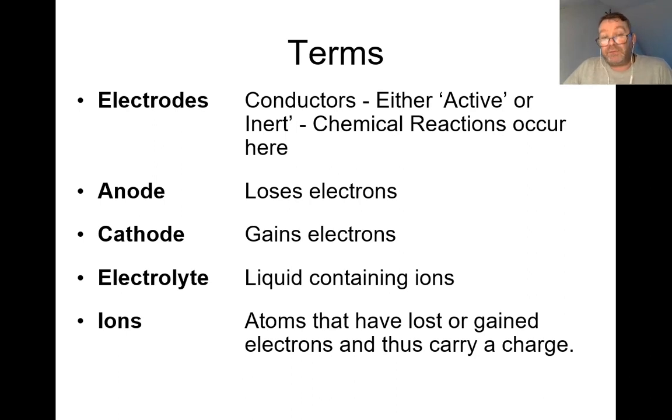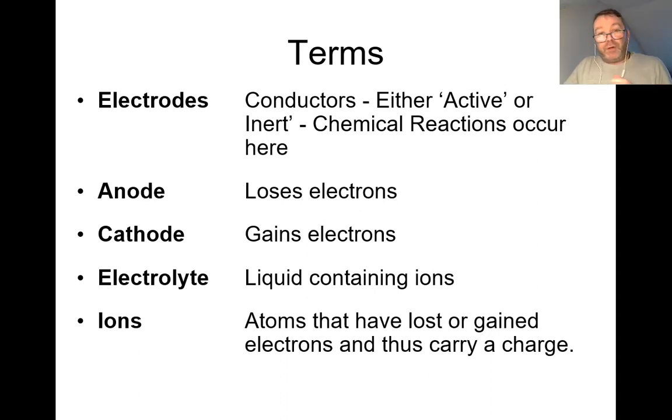Ions are atoms that have lost or gained electrons. Okay, that's all you've got to remember. The reason why substances lose or gain electrons is in order to become like the nearest noble gas, to have the same electronic configuration as the nearest noble gas, because at the end of the day, stability is far more important in chemistry than neutrality.